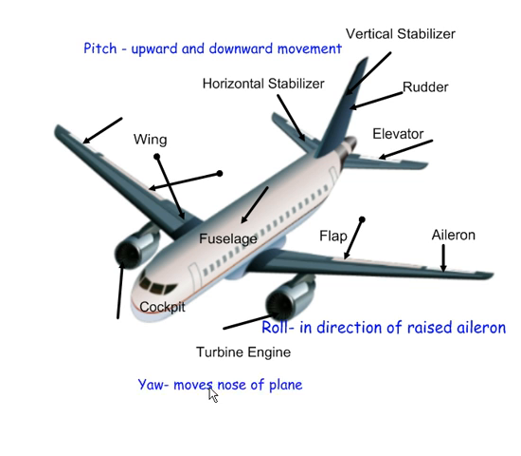And finally the yaw, which moves the nose of the plane, but it actually occurs right back here. So maybe I'll just move it back in this section because it occurs because of the rudder. So those are the parts of the plane and their functions.